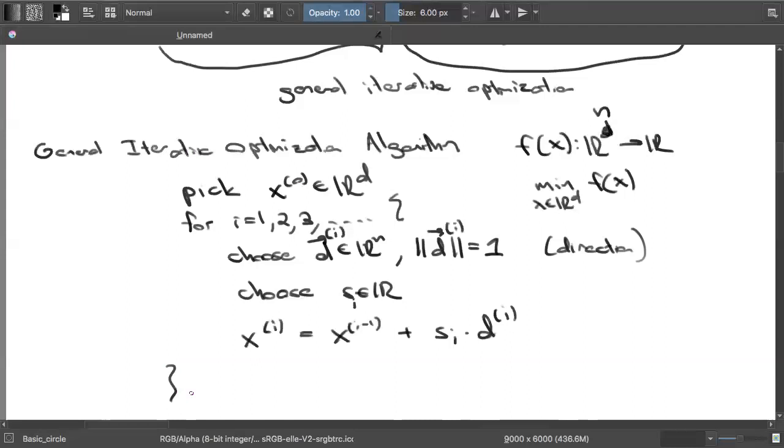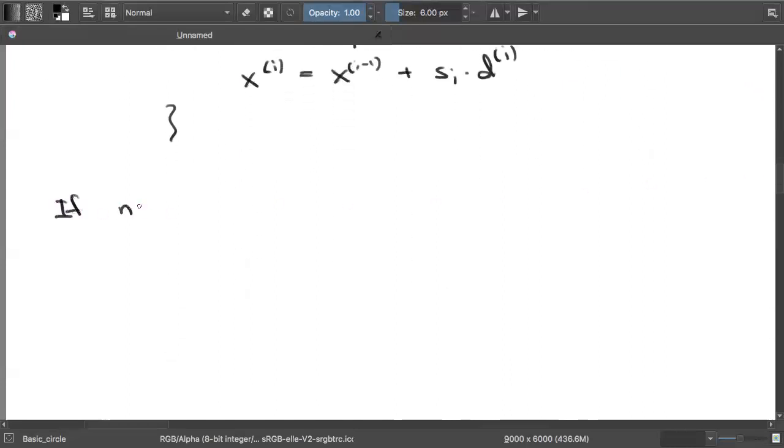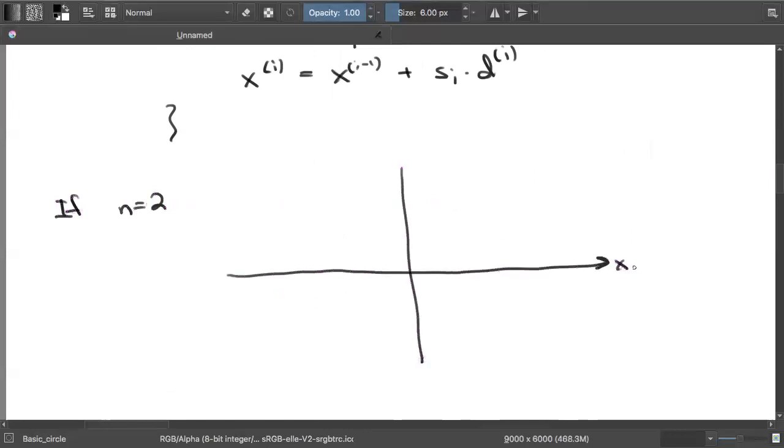So if I draw you a picture, it might make more sense. Imagine the only picture I can draw is when n is equal to 2. So I'll imagine that n is equal to 2, okay? So if n is equal to 2, then your domain is the Cartesian axis. So this will be x1 and x2. This is your domain. I pick an initial point. Let's say this is x0, right? So that's my initial point. I pick a direction. So maybe I pick the direction d in this way. Call that d1.